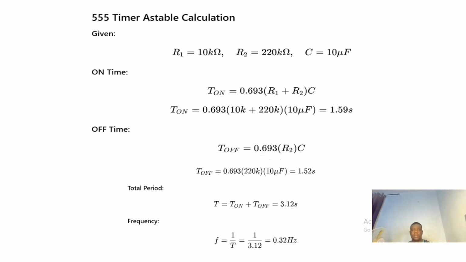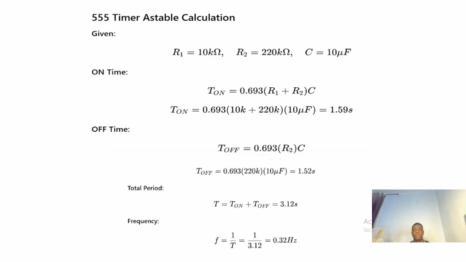Okay. For the design you saw there, see the values I've used: R1 10k, R2 220k, capacitor 10 microfarad. Calculating your T on, this one is just elementary math. Just be slotting and punching your calculators and all that. 1.59 seconds as T on, 1.52 seconds as T off. You take your period, adding the two up. If you add it up, you have 3.12 seconds, just as what you saw on the flyer from the beginning of this video.